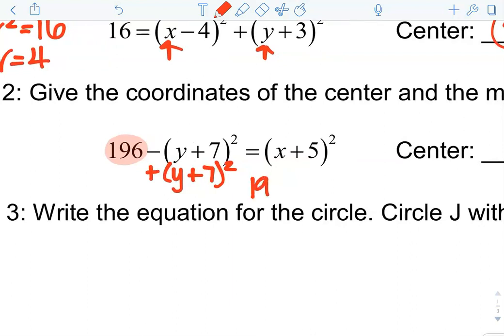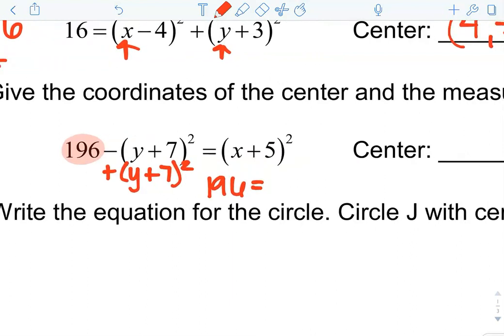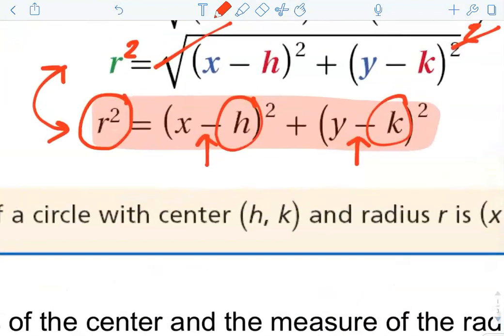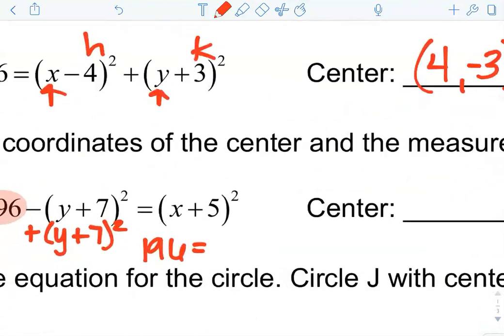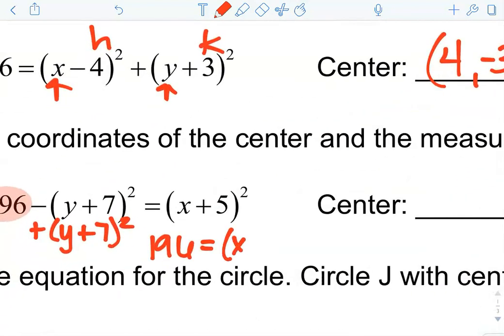Okay, so it's going to be 196 equals, and when I add that to the other side, I need to decide, do I want x plus 5 squared to go first or y plus 7? Well, if you go back to the form, we typically have x first, and that helps us with our h and k. So I'm going to put x plus 5 squared first, and then y plus 7 squared second.